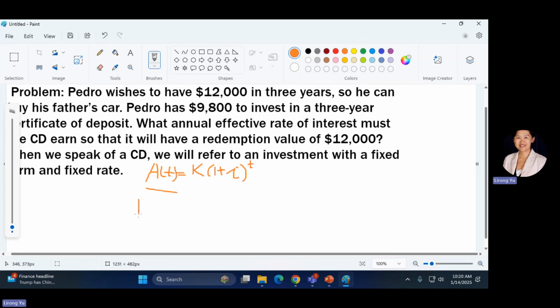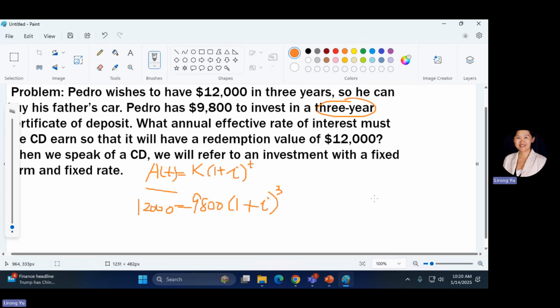So this is going to be 12,000. The K is 9,800. And we don't know the I, we're trying to determine it. The T equals 3 because it's a 3-year CD. All right, so now you can see we got an equation. We can solve for the I.